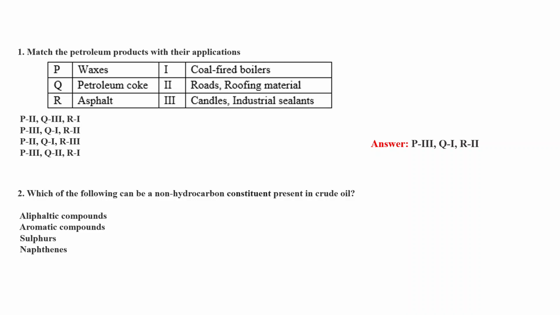Which of the following can be a non-hydrocarbon constituent present in crude oil? Anyone? The answer to this is, as we can see, aliphatic compounds are also hydrocarbons, aromatic compounds are also hydrocarbons, naphthalene is also a hydrocarbon. So the remaining one is sulfur. Sulfur is the constituent which is present in crude oil and it is not a hydrocarbon.